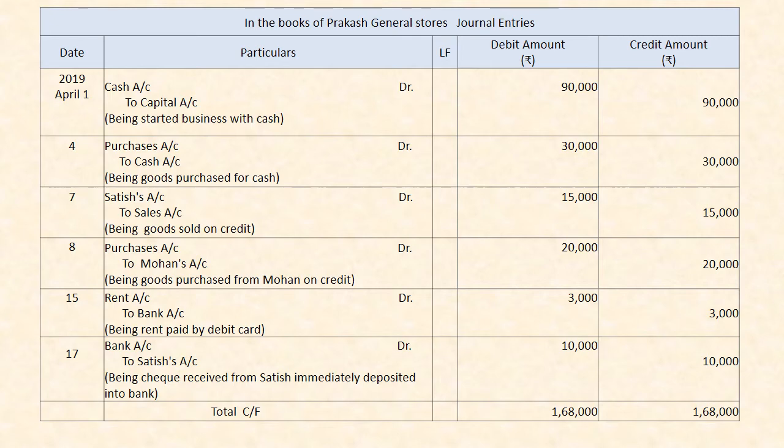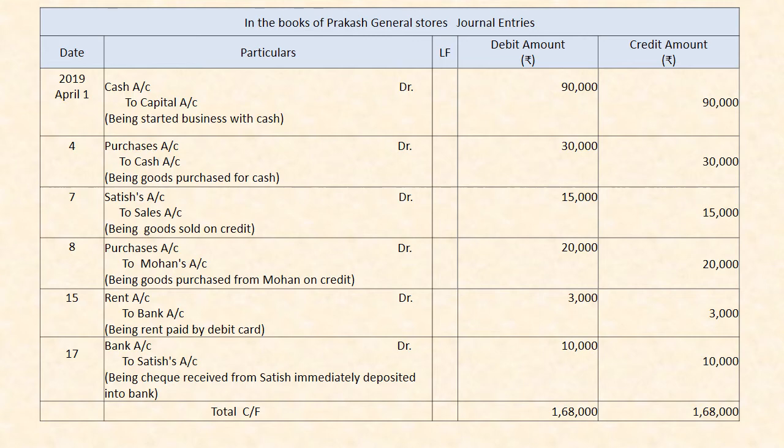What happened in this transaction? Sales is an income. Therefore, sales account is credited and Satish is receiver of goods. Therefore, Satish account is debited.